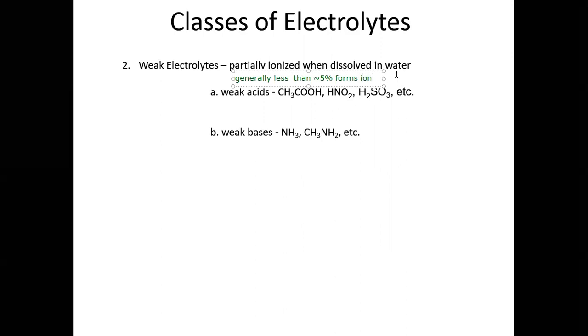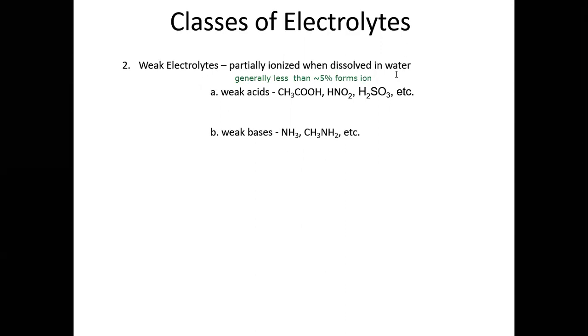So this is just a general rule. Most of these weak acids and weak bases usually form less than 5% ions, but there are a lot of exceptions too. Overall, they form fewer ions than molecules. So there are more molecules in solution than ions. And for most weak acids, this is going to be less than 5%.